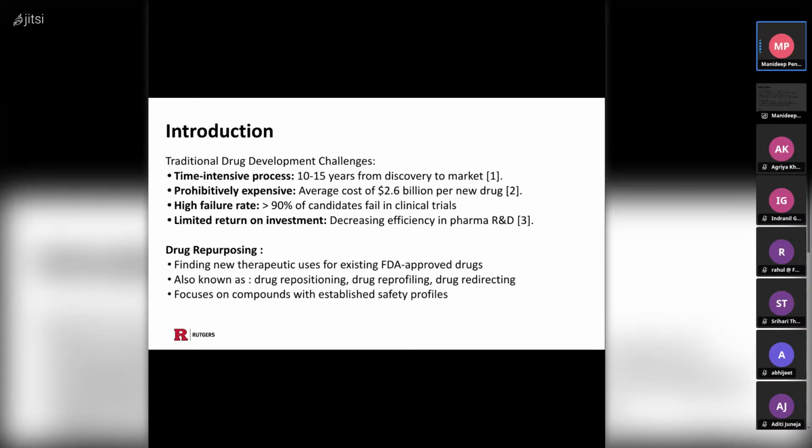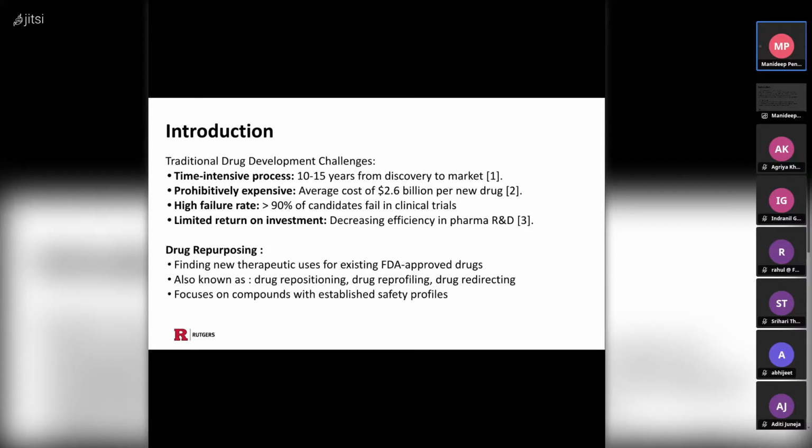And I'm sure you guys are aware how expensive medicine is in the US. Based on some reports, it costs around 2.6 billion to create a new drug, and the failure rate is extremely high because FDA regulations are very tight. So clearly, this is a very limited return on investment, not just in terms of financials, but also in terms of human effort.